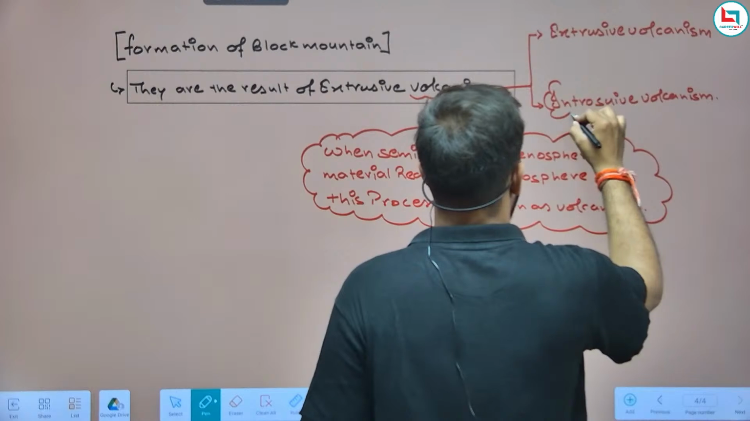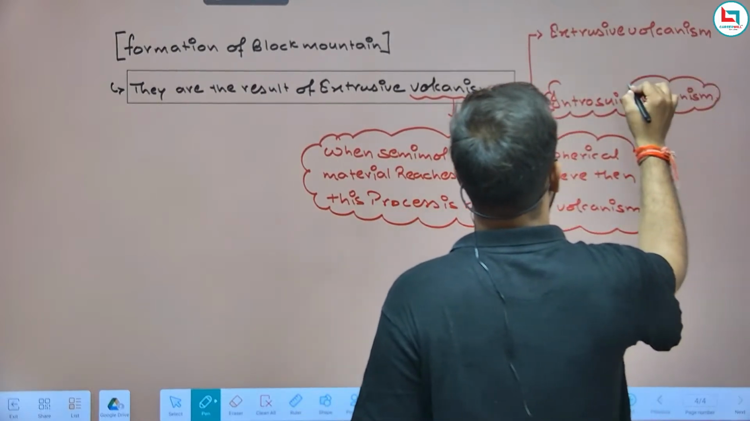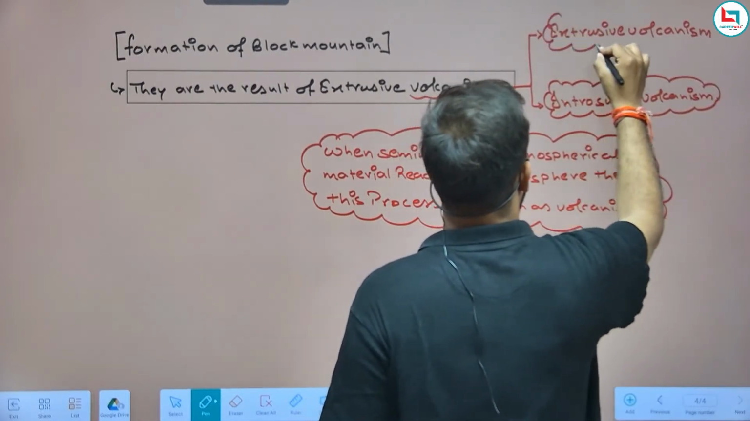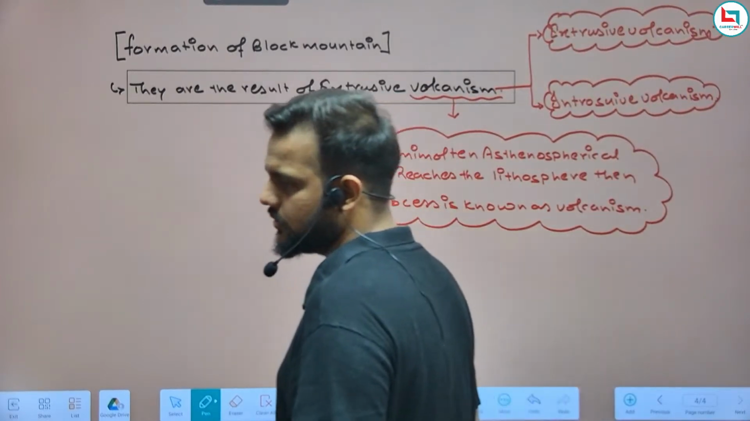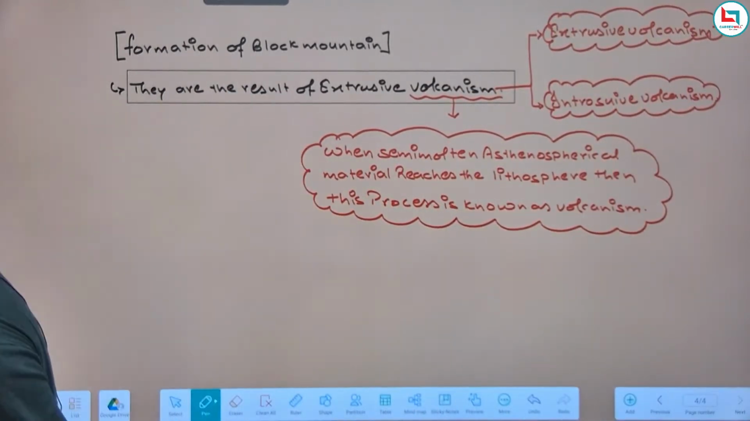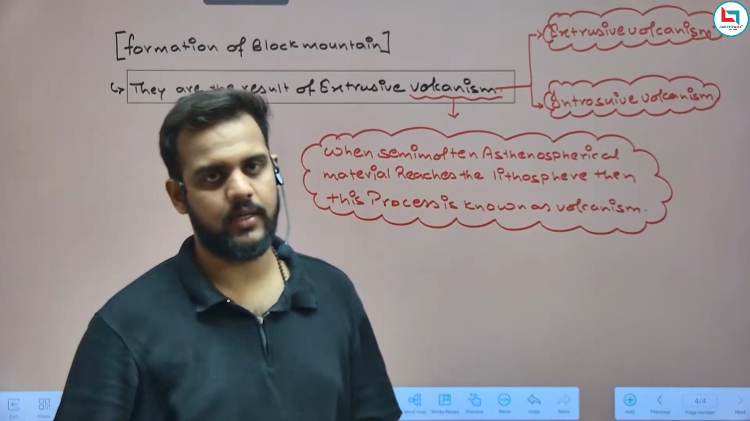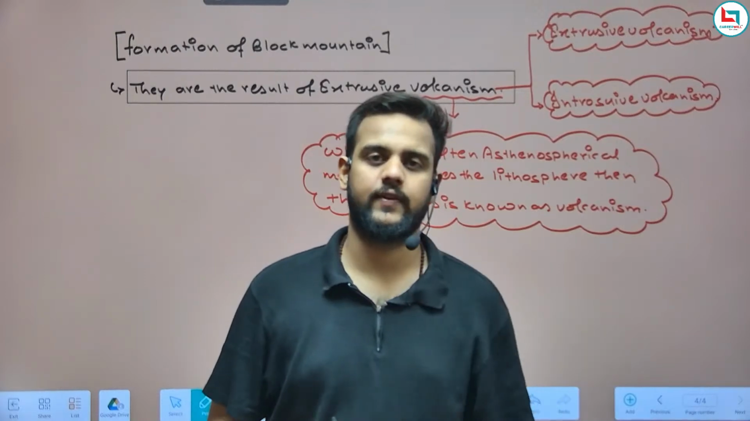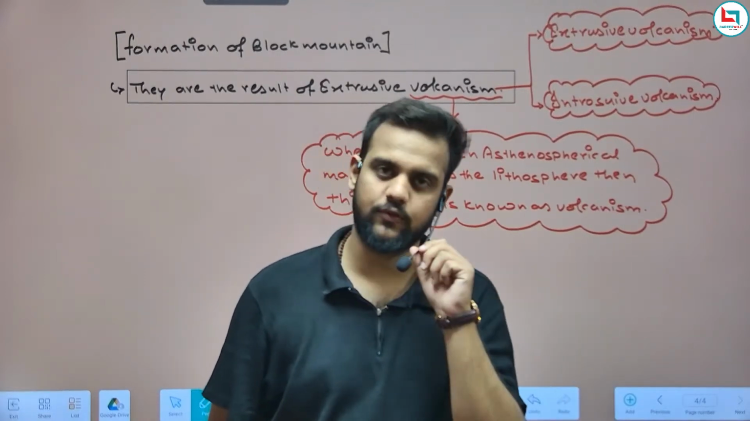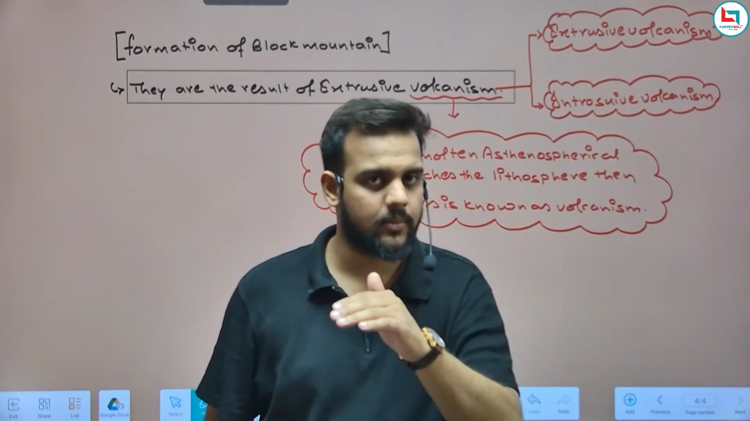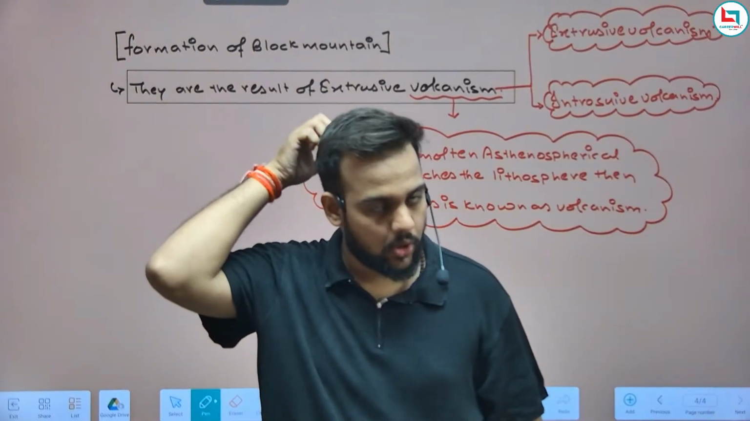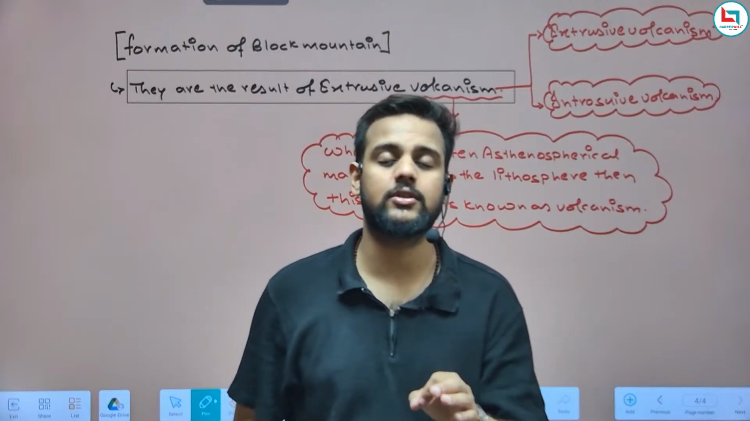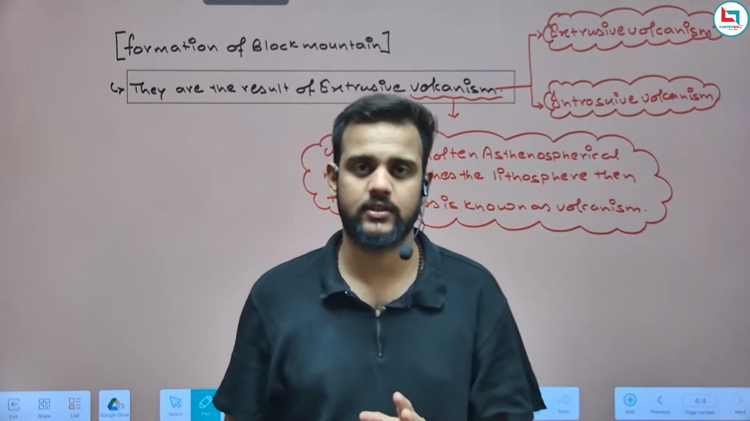Volcanism. Now guys, remember one thing: these intrusive and extrusive volcanism are categorized as follows. When the semi-molten asthenospherical material is exposed over the surface, that is known as extrusive volcanism. When this material cools down in the interior of the earth, in the lithosphere, that process is known as intrusive volcanism.